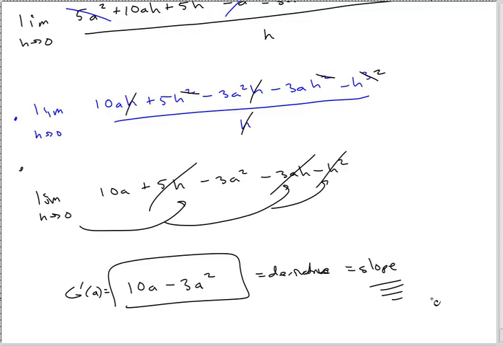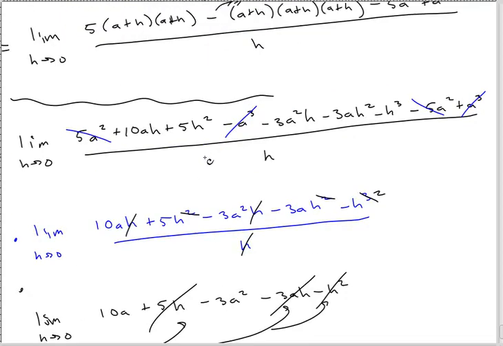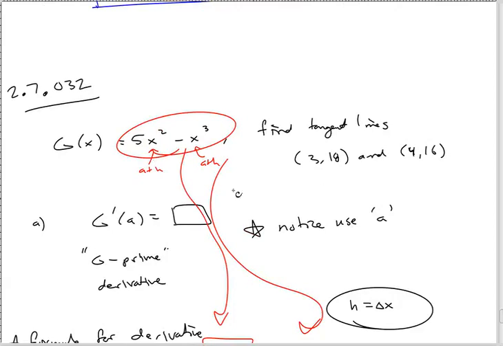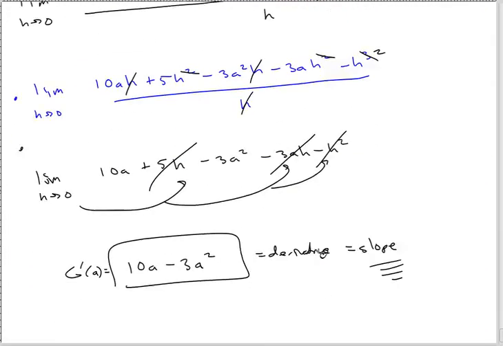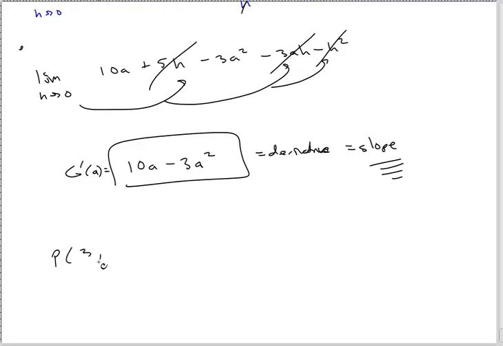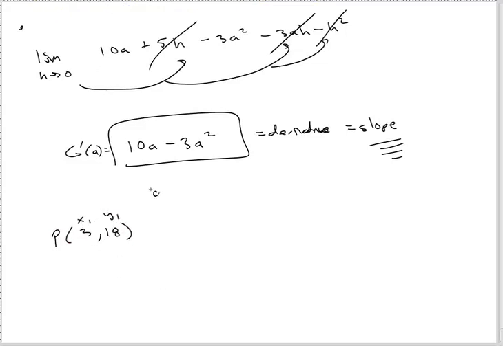Remember they were asking about the tangent line? Yes, find the equation of the tangent line. So we got part A, but part B we still have to do. I'm going to take this point, 3, 18, and show you how to use it now. My point here is 3, 18, and again this is like x1, y1 kind of stuff. But this a is likewise an x, so I'm going to plug this 3 in right here to get my slope.